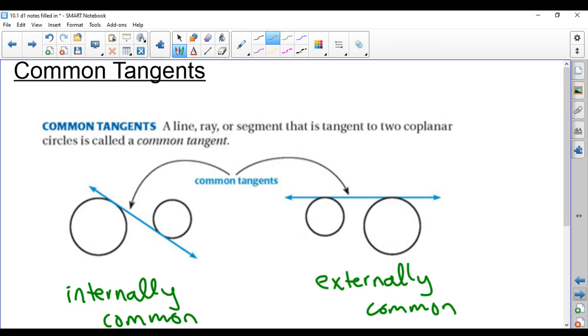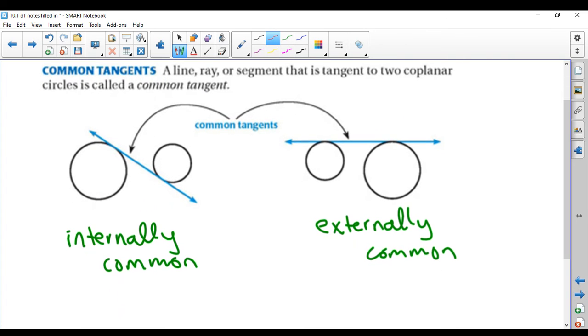Couple more. Common tangents. This is a line, ray, or segment that is tangent to two coplanar circles. And there's two different ways this can happen. In the first picture on the left, we have internally common tangents. What do we mean by internal? Is that if we connected their centers, the tangent would cross over the segment joining those two centers, as opposed to the diagram on the right, where if I connect these centers, the tangent does not cross it. So we have internally common tangents and we have externally common tangents. And depending on how the circles are positioned relative to each other will determine how many of each you could have.